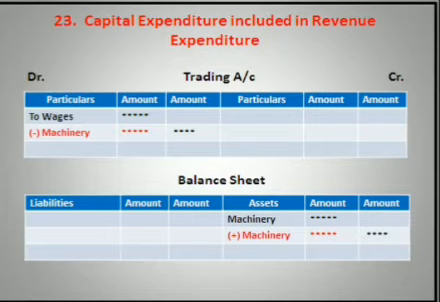Now, when this capital expenditure has been included in revenue expenditure, then again this has two effects. We have to deduct from the wages under the trading account, and we have to add to the particular machinery. That is why we give the second effect under the balance sheet asset side.